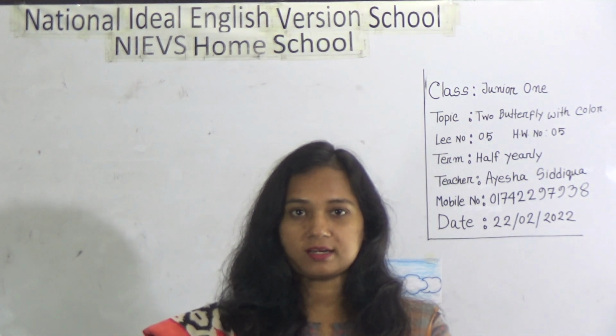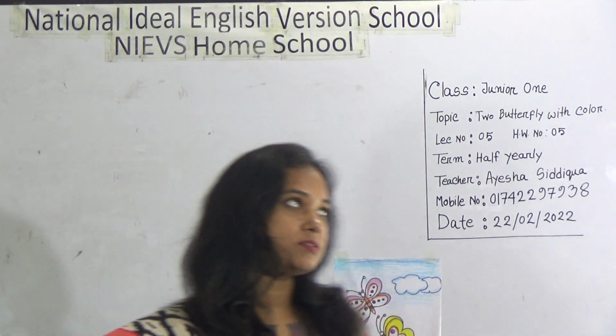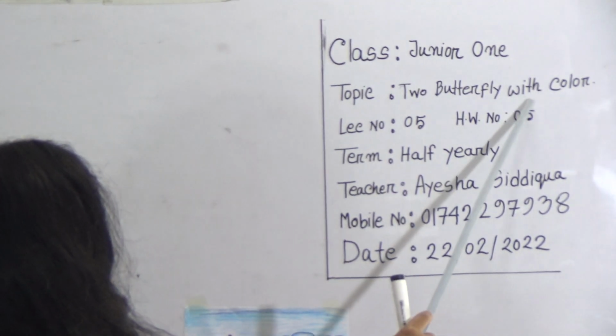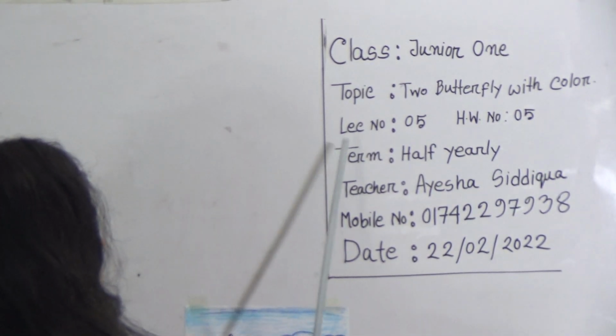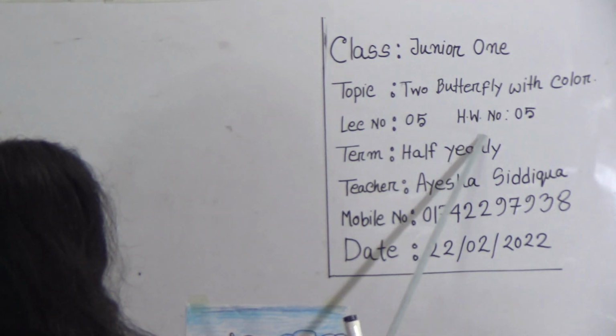Today I am going to take a class for class Junior 1. And in today's topic, look at the board. I have already written two butterflies with color. Okay, this one is your lecture number 5 and SW number 5 also.